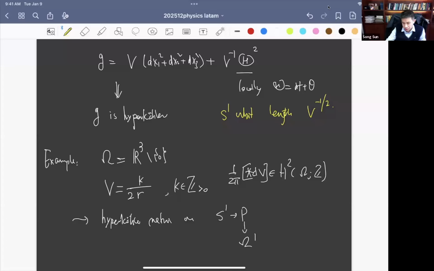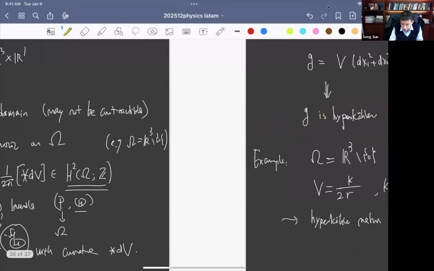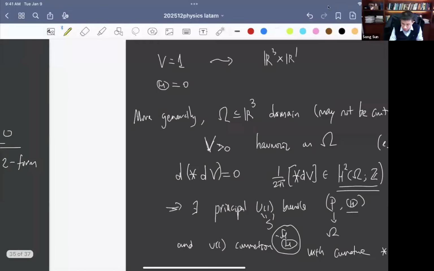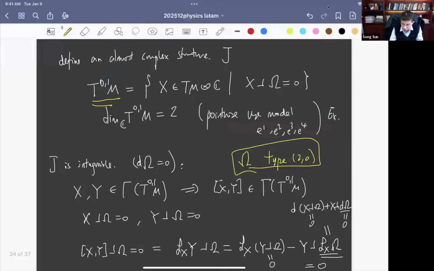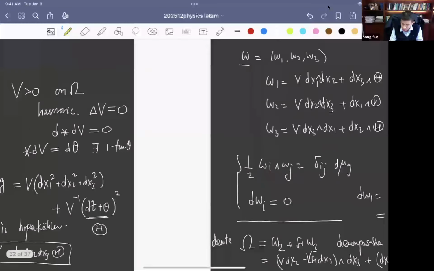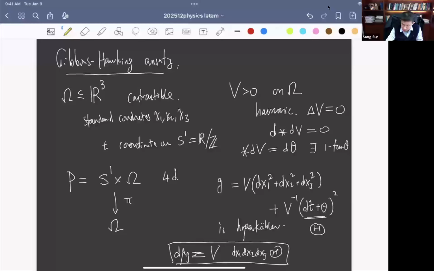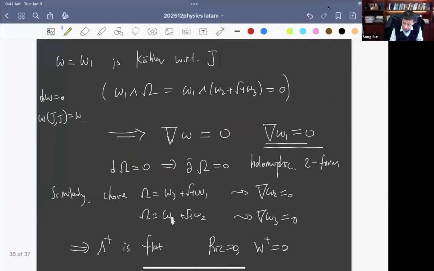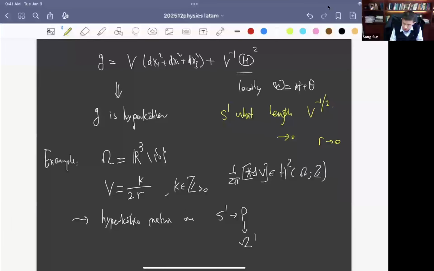So that means this goes to 0 as r goes to 0. So this corresponds to a fixed point of the S1 action. By the way, these metrics we wrote down are all naturally S1 invariant, because they do not really depend on the rotation. So here is also S1 invariant.